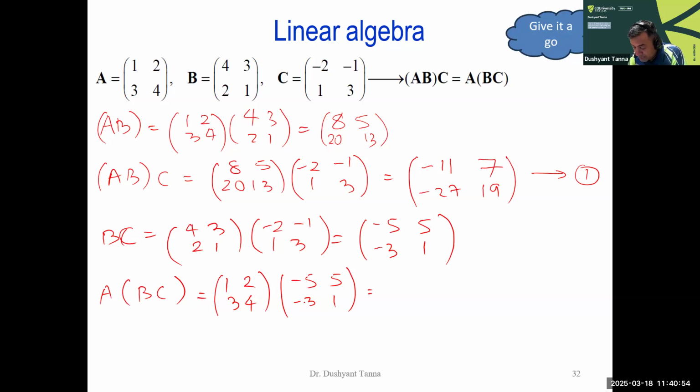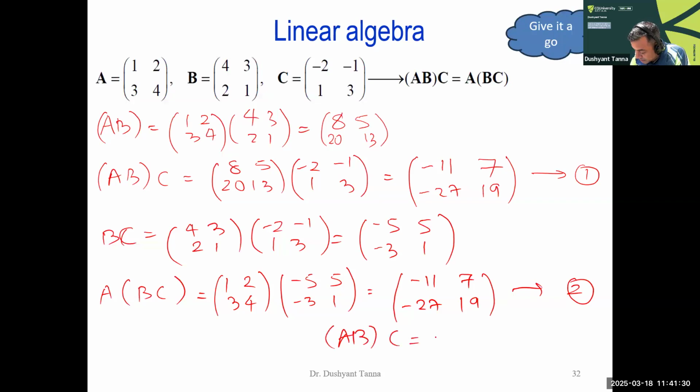Right? Okay. So minus 5 minus 6, that is minus 11. 5 plus 2, that is 7. Minus 15 minus 12, that is minus 27. And 15 plus 4, that is 19. So they are exactly the same. It's a theorem, it's a proved formula, so it has to be the same. If it is not, go back and check it. Okay, so finally AB with C is the same as A multiplied with BC, hence proved, hence verified.